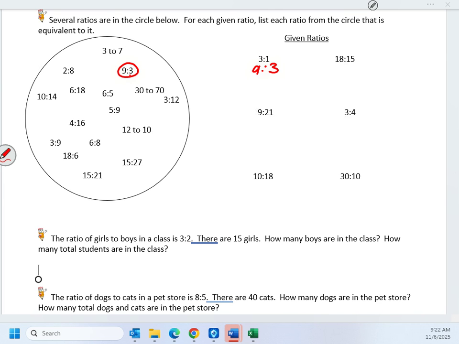This one has another one. What would be another equivalent ratio that's in that circle? Joy? 18 to 6. If I multiply 3 by 6, I get 18. Multiply 1 by 6, I get the 6.